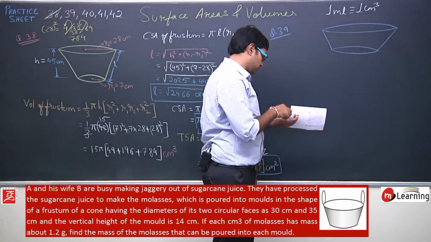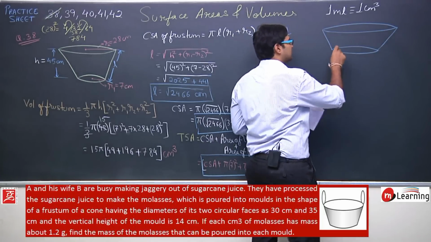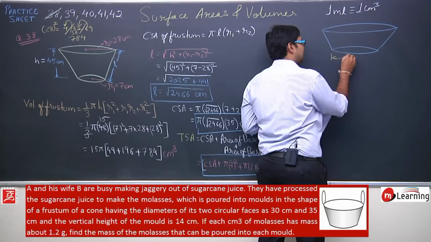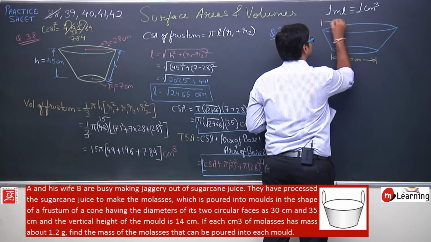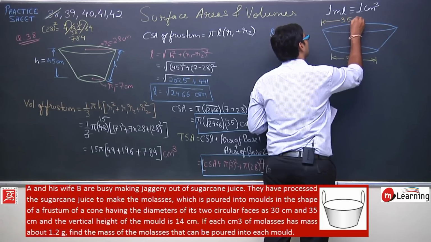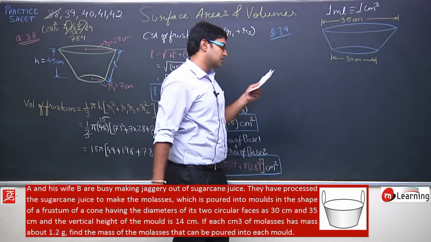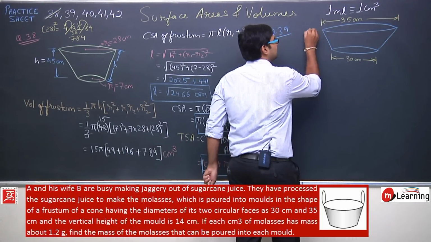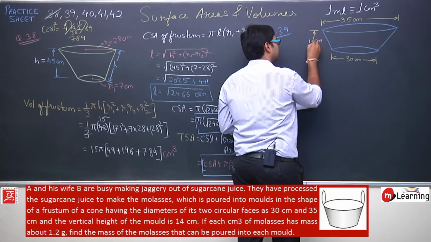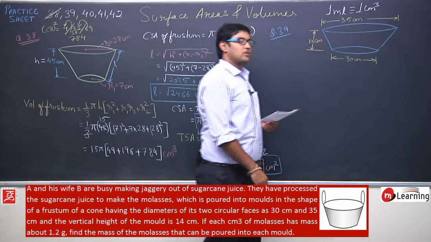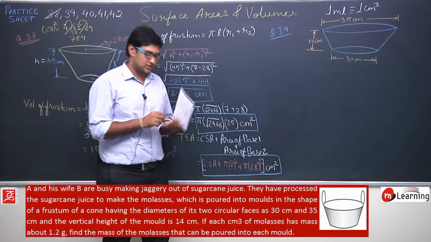This is the diagram for the mold, and the diameters of the two circular faces: this diameter is 30 centimeters and this diameter is 35 centimeters, and the height of this frustum is 14 centimeters. Now I need to determine the mass of molasses that can be filled into a single frustum.